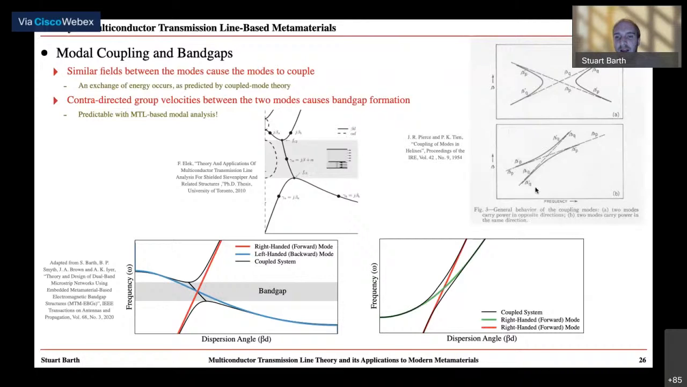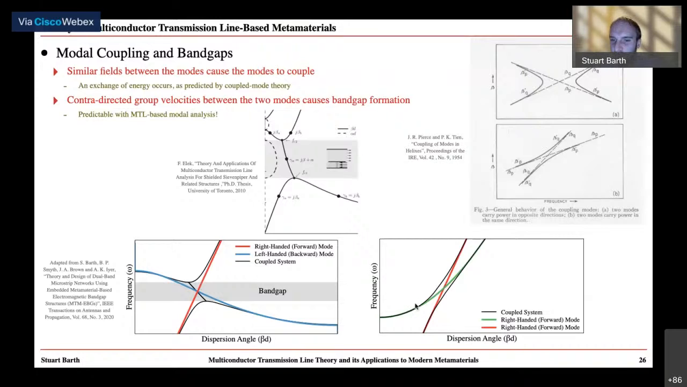But as a more standard description of the problem, I've shown some figures in the bottom left where if we take the curves in the previous slides and we allow these modes to couple, we get some very interesting dispersion properties. So for example, we get a band gap shown in the bottom left figure, where the right-handed forward mode couples with the left-handed backward mode, such that there's a complete exchange of power between the two modes in the band gap region, and there's no net flow of energy. And this is what we call our band gap, because energy cannot propagate in this region for these modes.